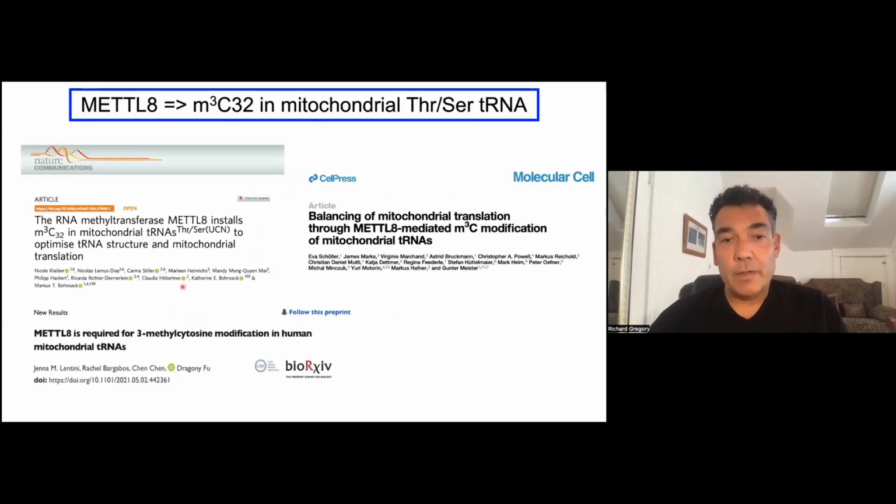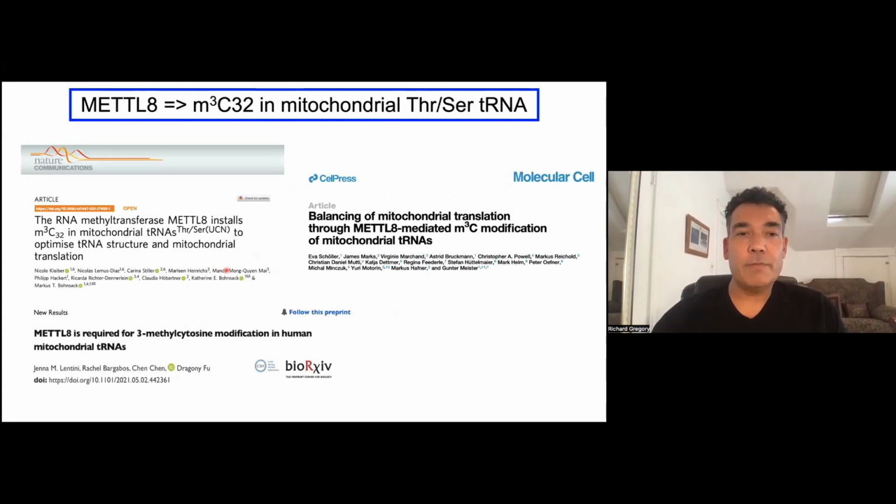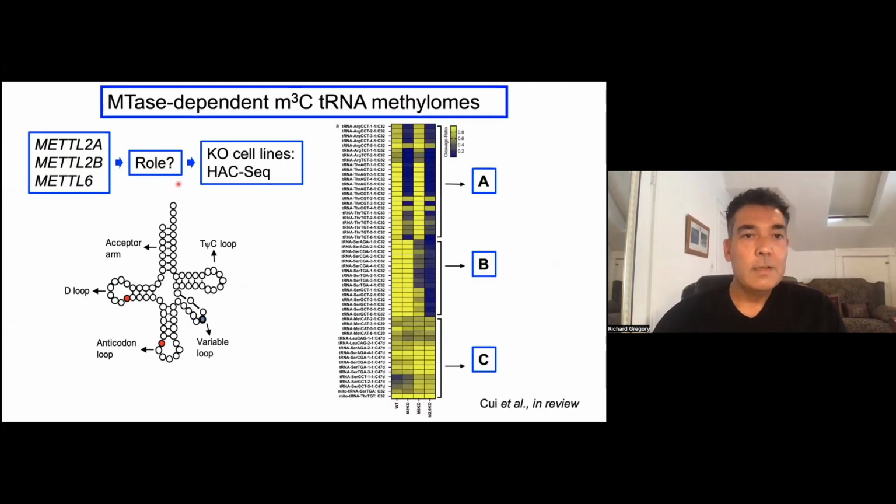However, as we were working on this, 3 different studies came out that reported that METTL8 is exclusively responsible for modifying mitochondrial tRNA. So we also had data that supported this. So we stopped working on METTL8 and we focused instead on METTL2A, 2B, and 6. So what is the role of METTL2A, 2B, and 6?